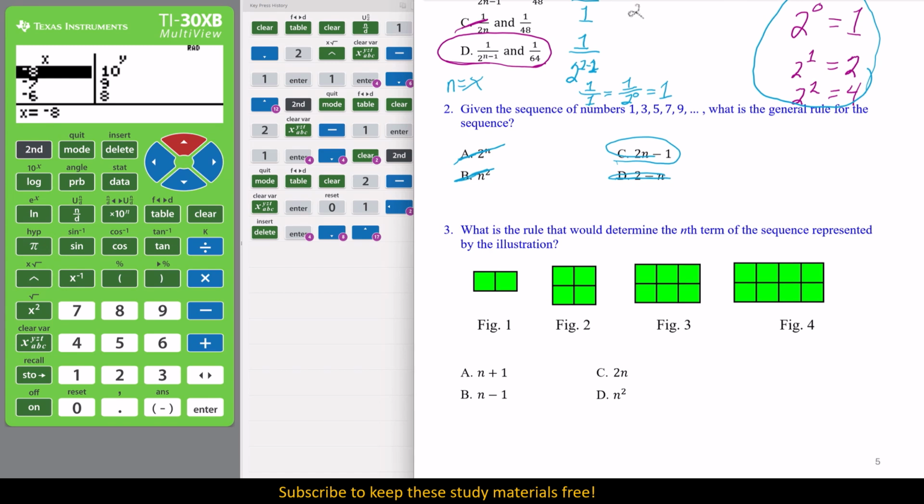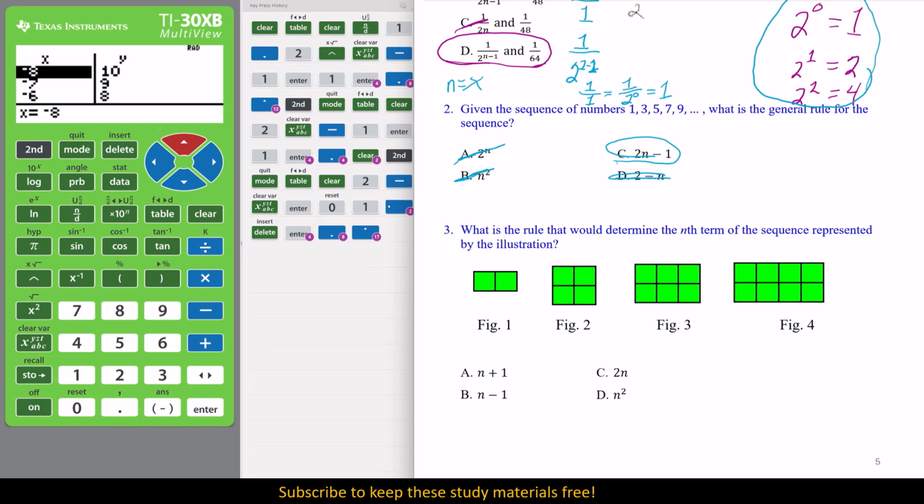I see some more familiar items in 3. What is the rule that would determine the nth term of the sequence represented by the illustration? Oh, that's a tongue twister. Okay, we got past that. Not a problem. But let's look at what we have in our image here.